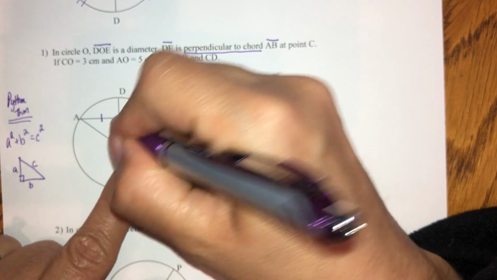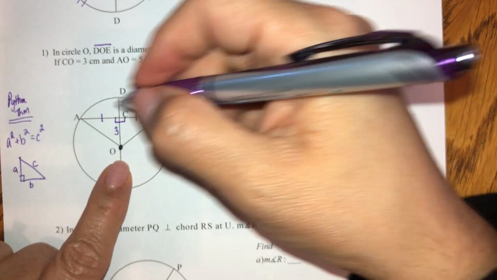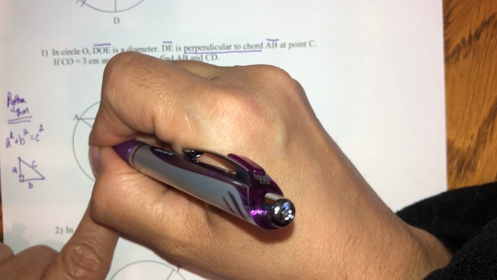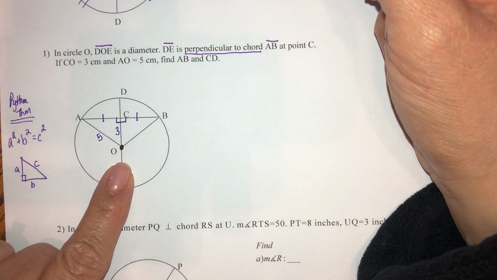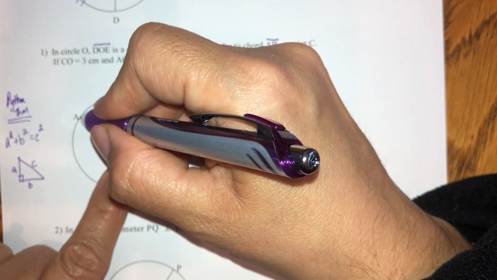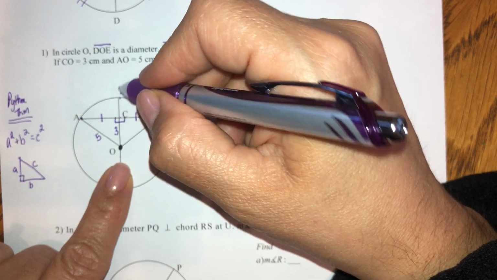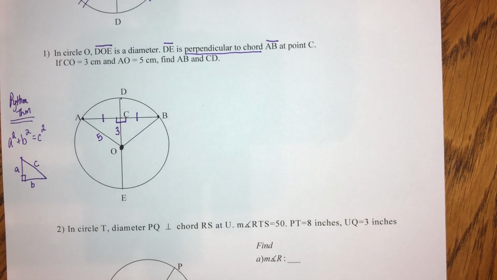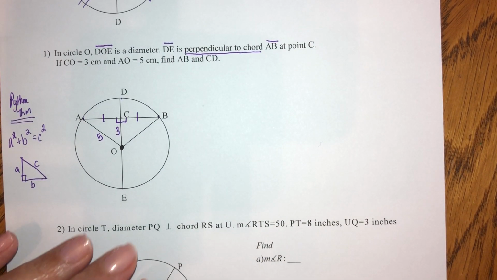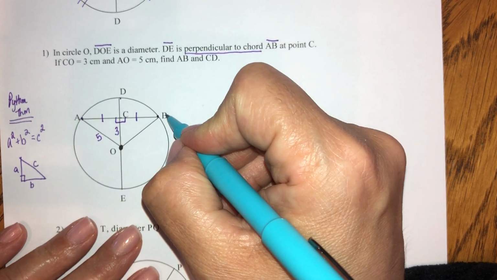So this piece in here measures 3. And AO, this piece over here, measures 5. And they would like us to find AB, which is this entire piece here, and CD, which is this piece here. Well, bad news first. I can't find AB all at once. There's no way for me to find this entire thing.